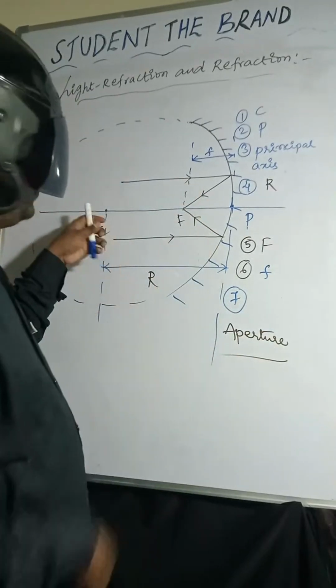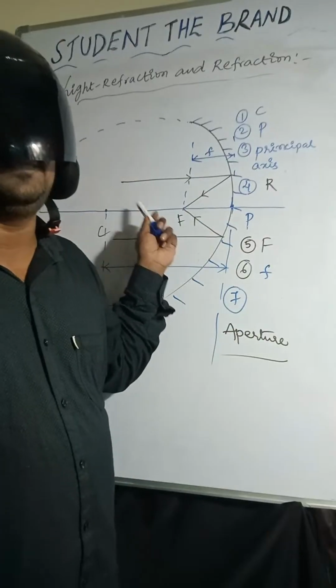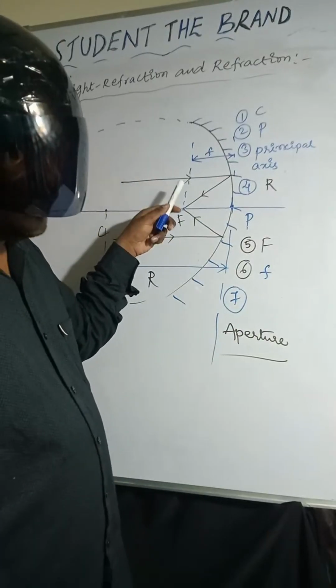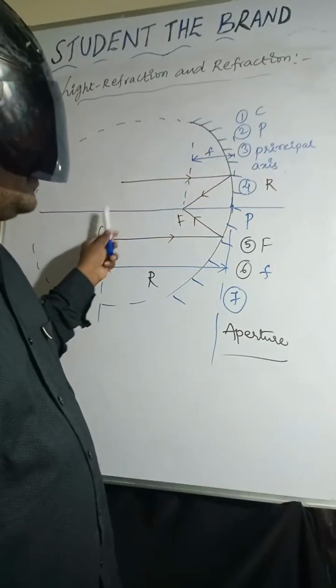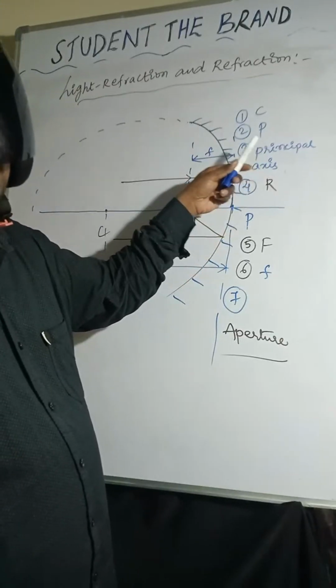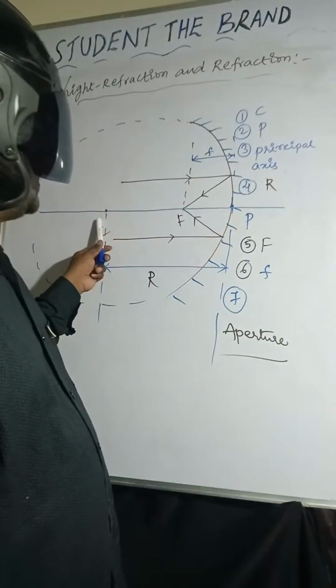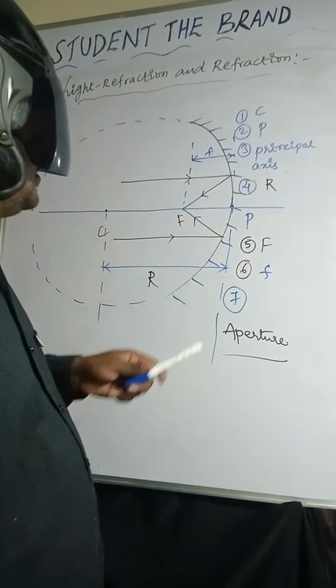The center of the imaginary sphere of which the mirror is a part is called the center of curvature. The midpoint of the mirror is called the pole. The line joining the center of curvature and pole is called the principal axis. And the distance between the center of curvature and pole is called the radius of curvature.